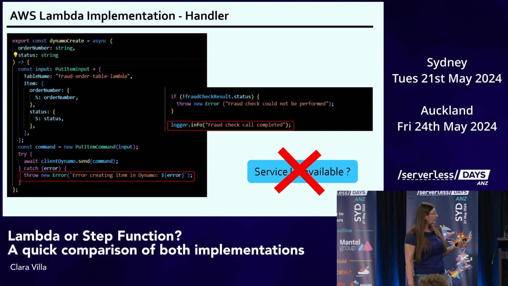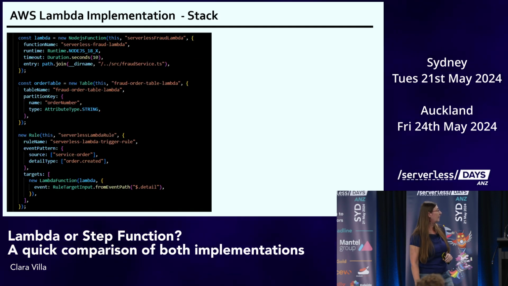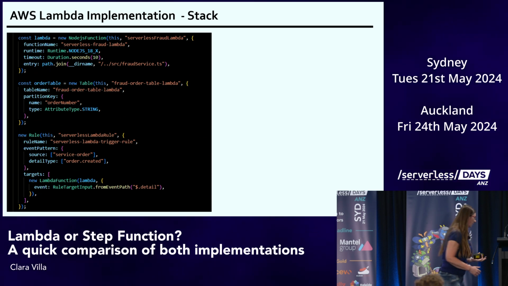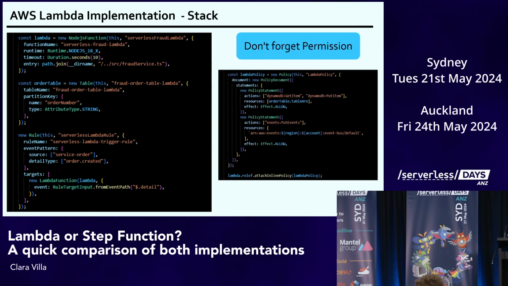So that's our handler. Quick look at our stack. We did say it was going to be very simple. I'm going to point at this screen. So you're going to provision your Lambda, you're going to provision your table, and then you have an event bus rule that triggers your Lambda. And then bonus content, permission.